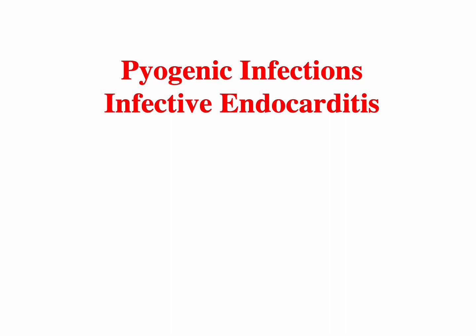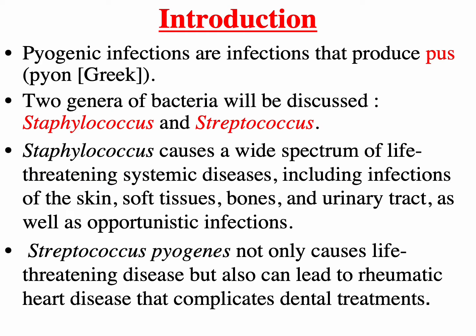Today we're going to look at pyogenic infections and infective endocarditis. So, to give you a brief introduction of the topic, pyogenic infections are infections that produce pus. Pus comes from the Greek word pyon. Pus, as you know, is a yellowish substance found in infections.